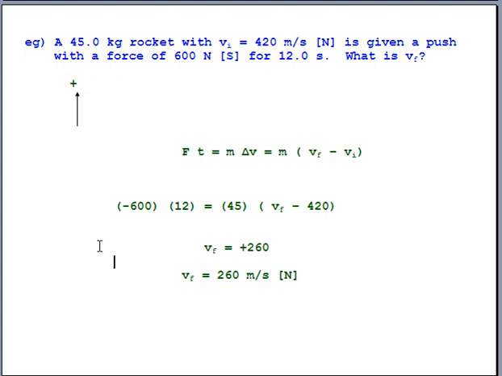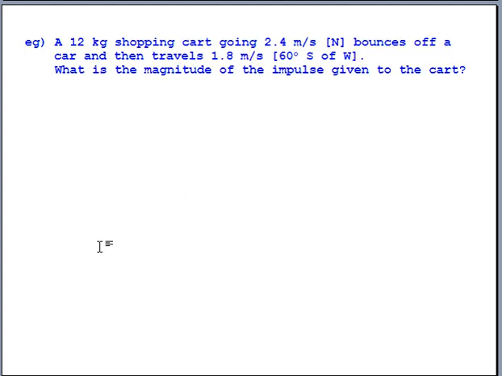So this is an optional way to quickly get to the answer if you notice that there is talk about force and time. It's just a quicker way than what we did in chapter 1. Let's try one that's actually significantly more challenging. This one's going to be two-dimensional.